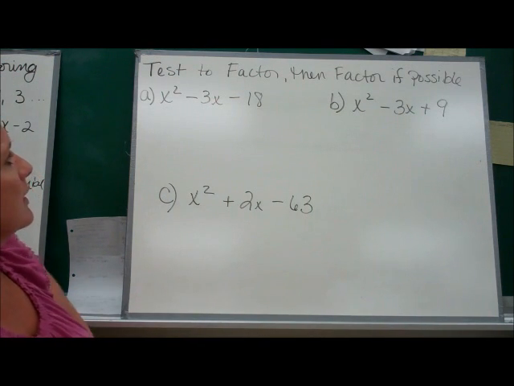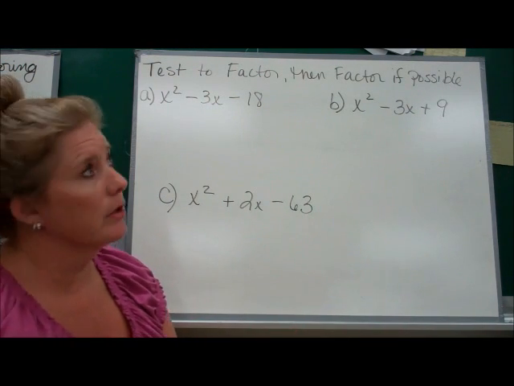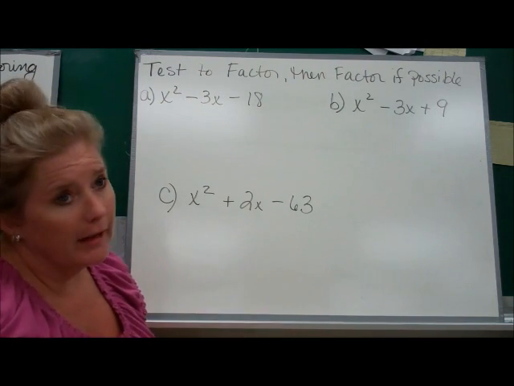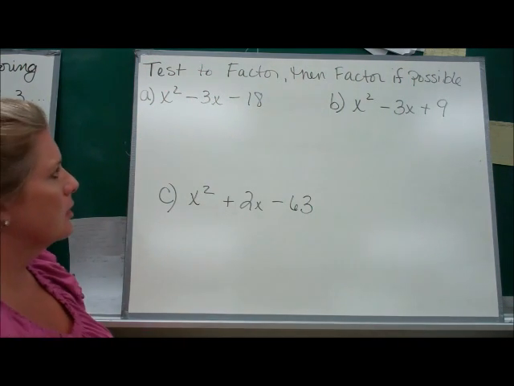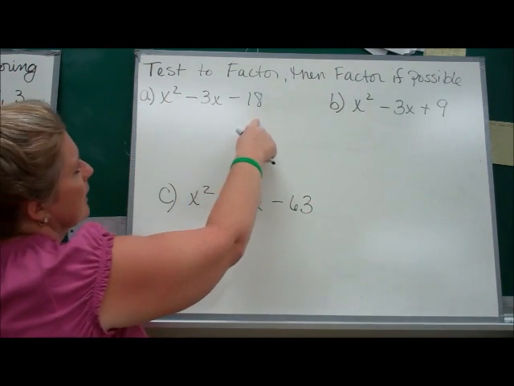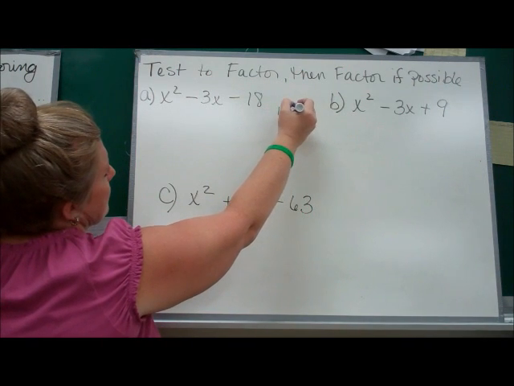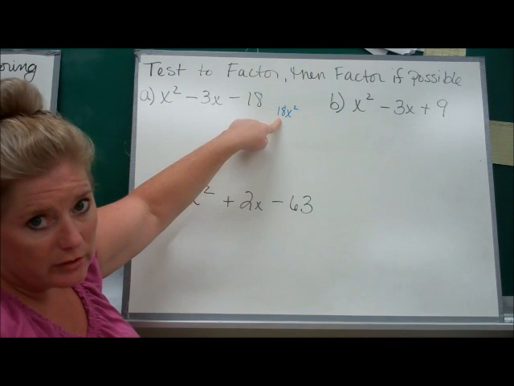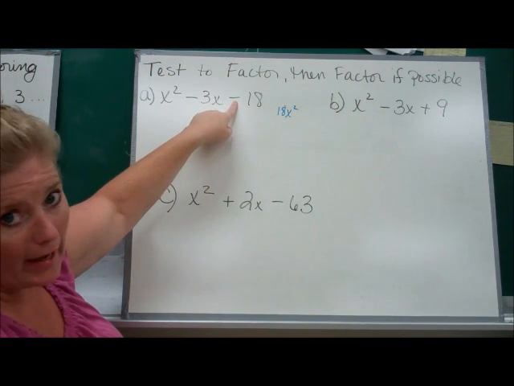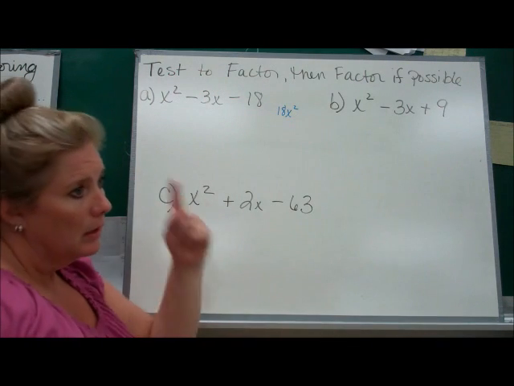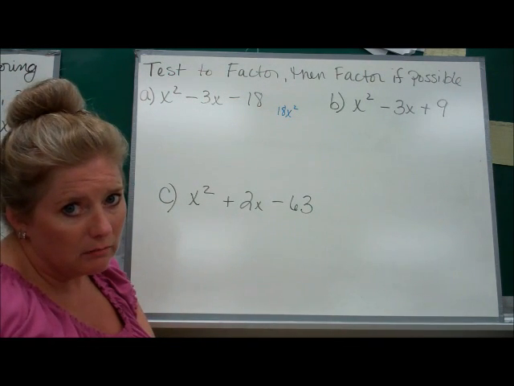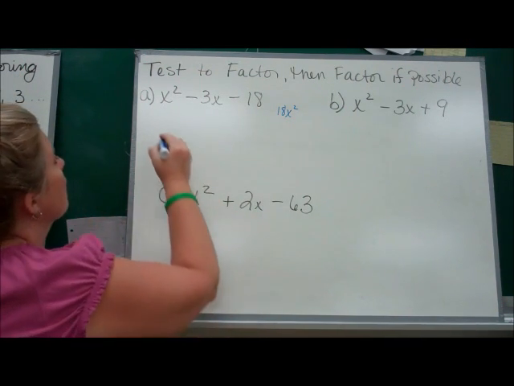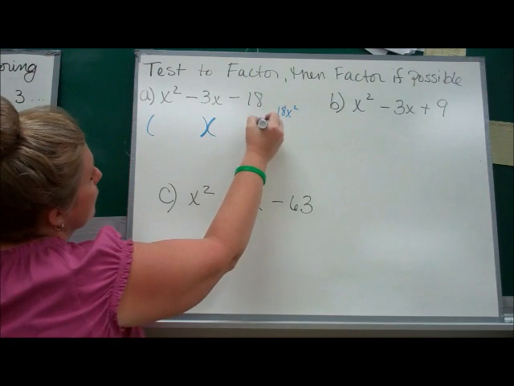First we're going to test to see if it can factor, then we will factor if it can. To test if something can factor, you multiply the first times the last terms. x squared times 18 is 18x squared. And then you think about, are there factors of 18 that will subtract to 3? Oh yeah, 6 and 3. 6 minus 3 is 3. So this will factor.